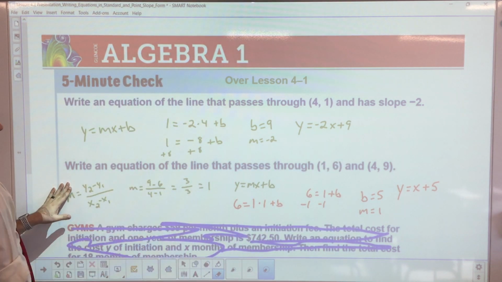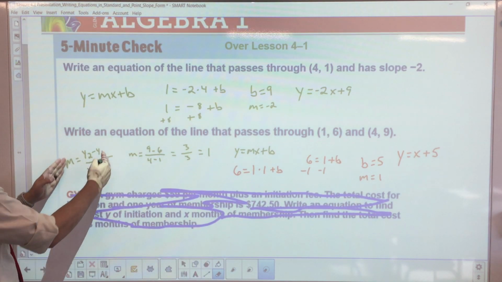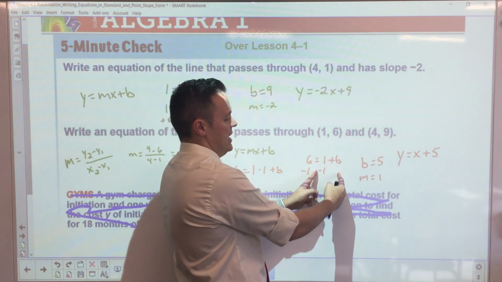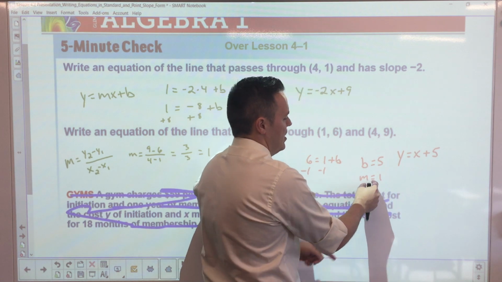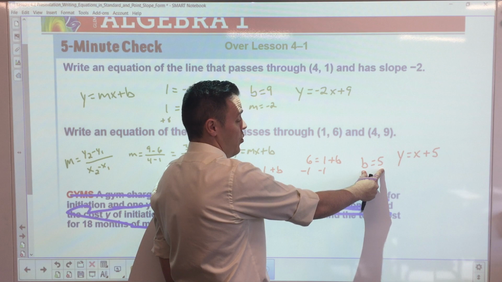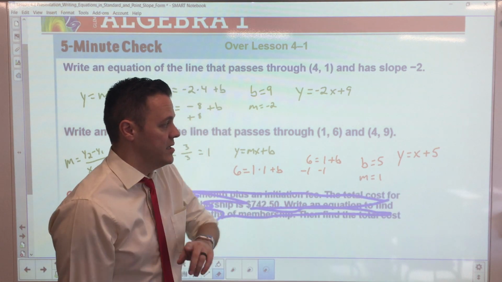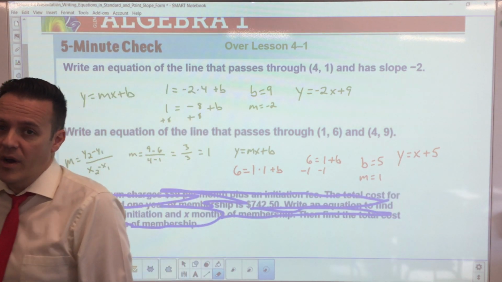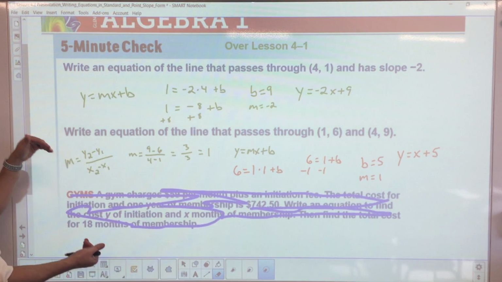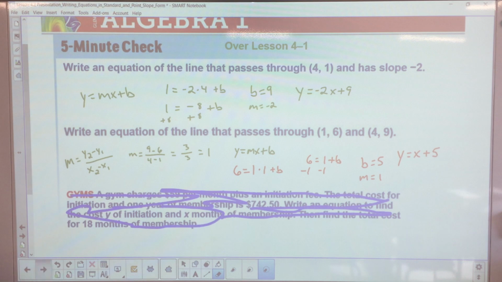Write an equation of the line that passes through this point. Slope, fill it in to get 1. Then you plug in your values once again, and when you get it, you should get b equals 5. Slope intercept, the y-intercept is 5, and the slope is 1. There's your equation. If you need to know how to do it, please figure it out, ladies and gentlemen. Pause the video, watch it, go from there.